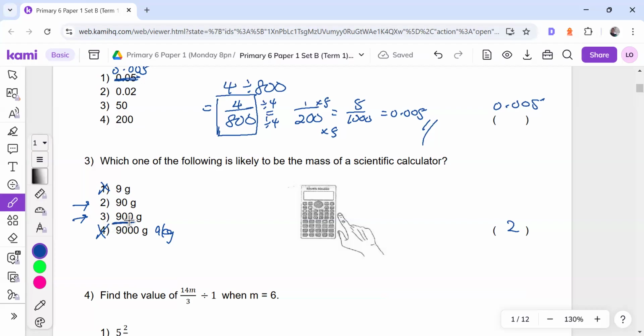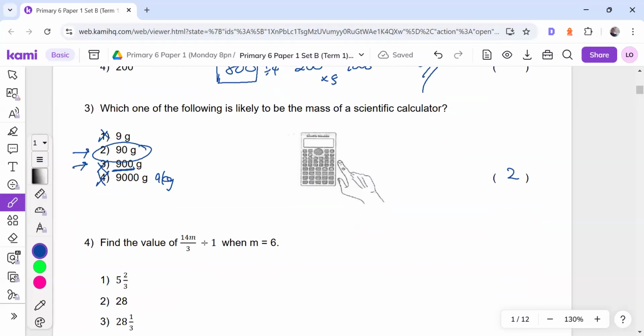So do you think your calculator is as heavy as a loaf of bread? No, not really. So your answer should be number 2, 90 grams. 90 grams is heavier than coins, but lighter than the loaf of bread. That is the mass of your calculator. If you don't believe, you can put the calculator on the weighing machine, and you find that it's very light, about 100 over grams only, not very heavy. So that's number 2.